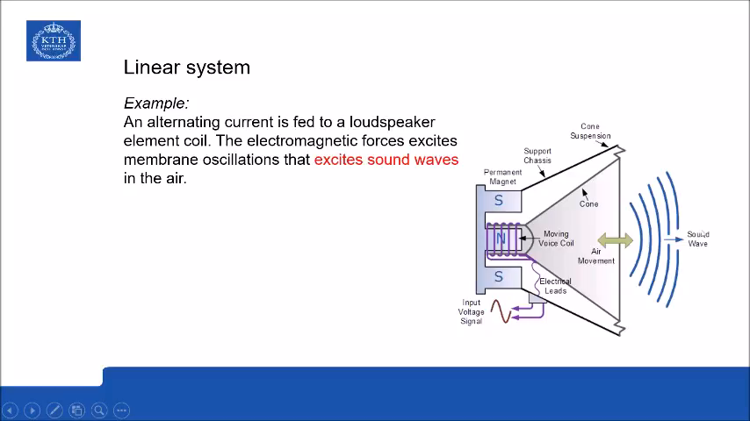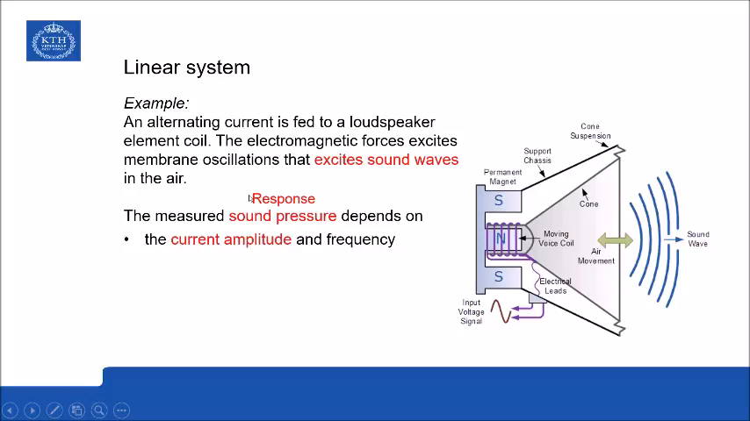And if we now measure the sound pressure at a point somewhere in the air surrounding the element, we can conclude that the measured sound pressure will depend on a number of factors. The measured sound pressure is what we call the response. And the sound pressure we measure will, first of all and most importantly, depend on the amplitude and frequency of the current that we feed to the coil. And this is called the excitation.